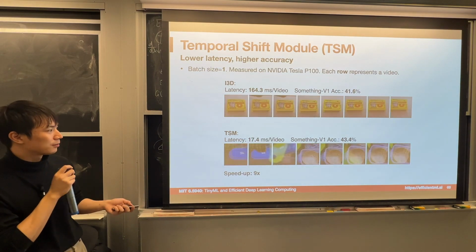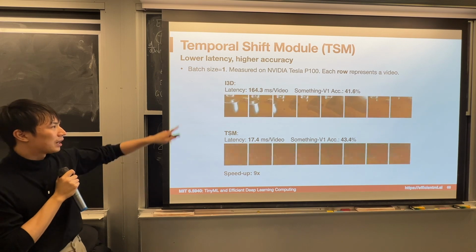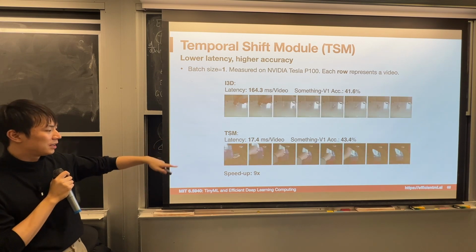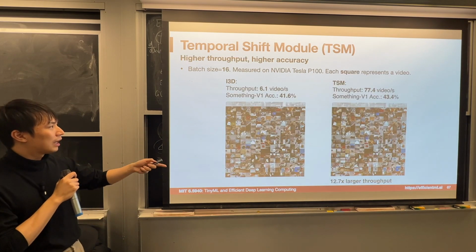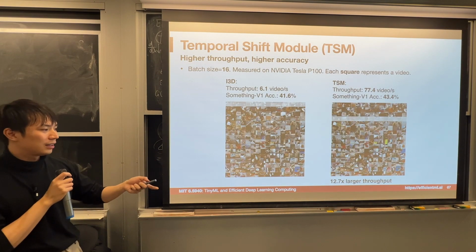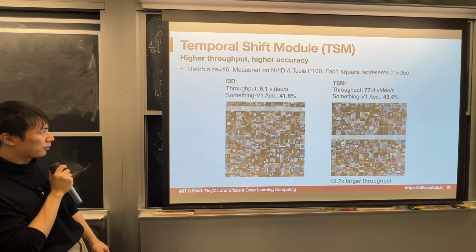Here is a visualization comparing latency and throughput against the I3D model. We are getting higher accuracy, but with 9 times lower latency under a batch size of 1. And with batch processing, we are getting more than 10 times higher throughput while getting higher accuracy compared to 3D conv nets.